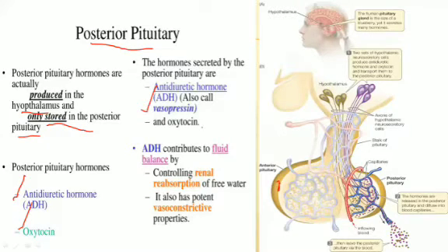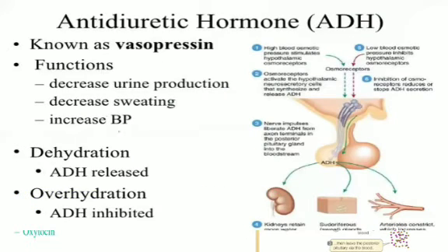Why is it called vasopressin? Because it does vasoconstriction. It presses the vessels, it constricts the vessels, and that's why it is called vasopressin as well. The main function of ADH is fluid balance in the body, and it controls the renal reabsorption of free water. So how does it function?